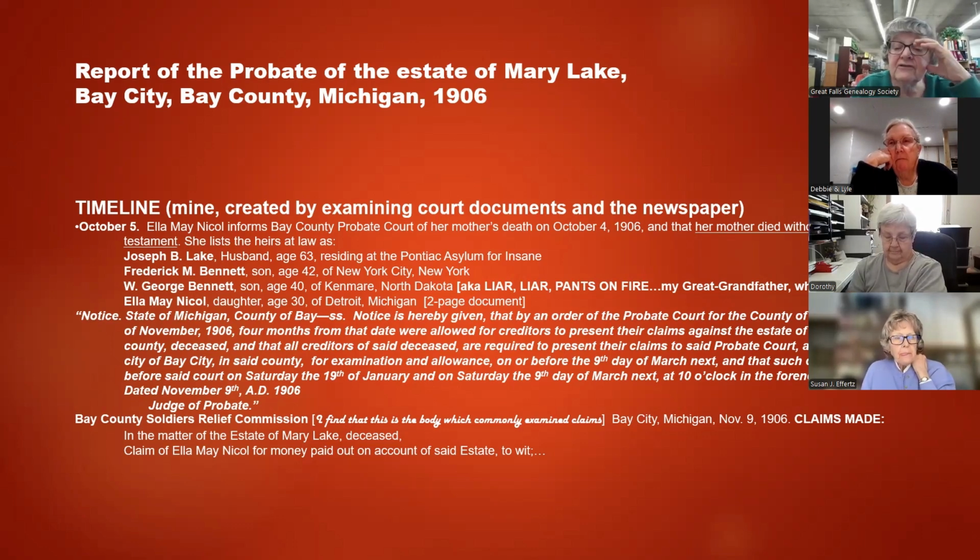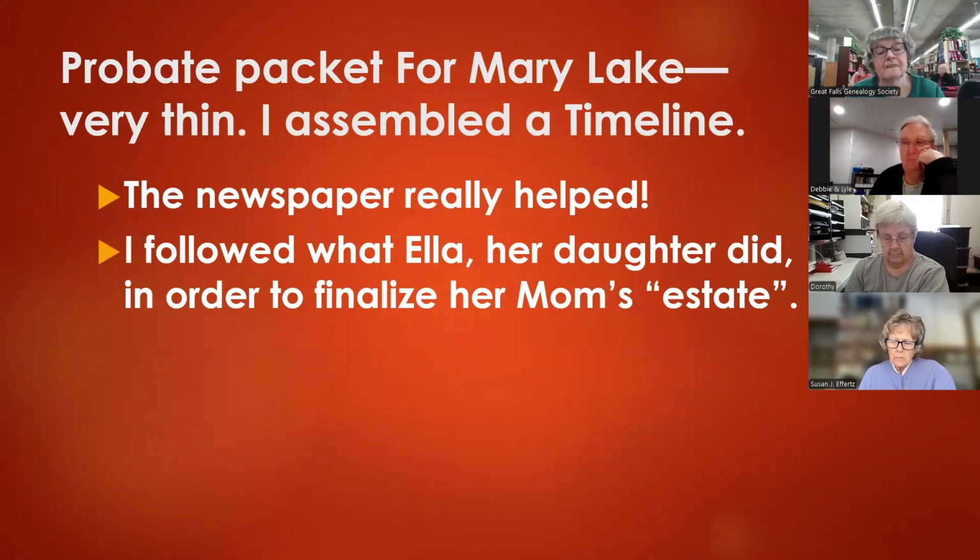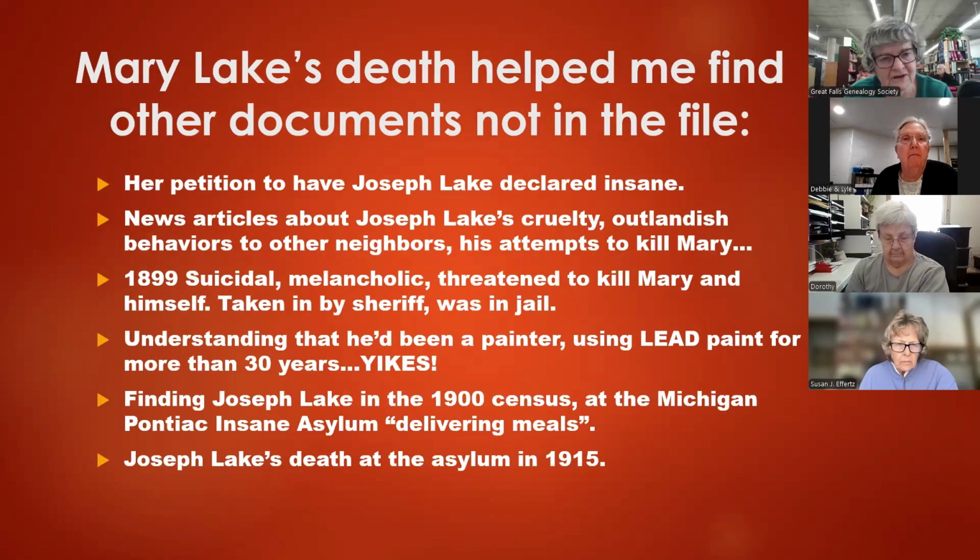Along the way, I found the moves that she made. Ella May had recently married a medical doctor. She was living first up in the other peninsula. Then they moved to Iowa. Eventually, I find her out in California, where she dies. The probate packet for Mary Lake was very thin, and I assembled that. The newspaper really helped me, and Ella really helped me because she was very good with being careful to list every single thing she did. What a lady. She also died out in California much later.